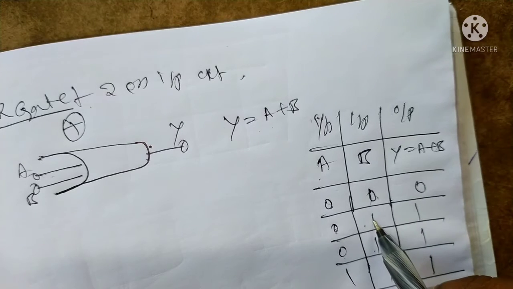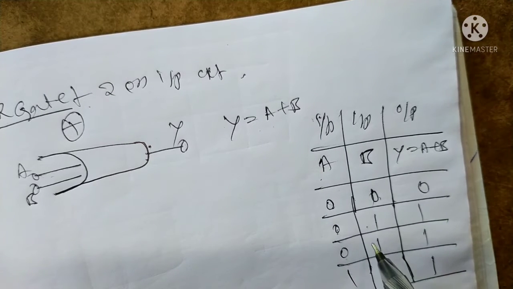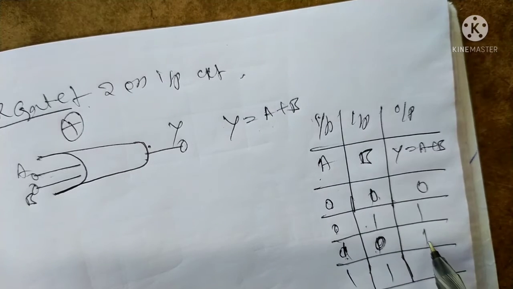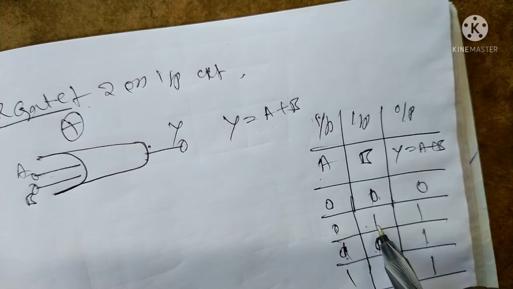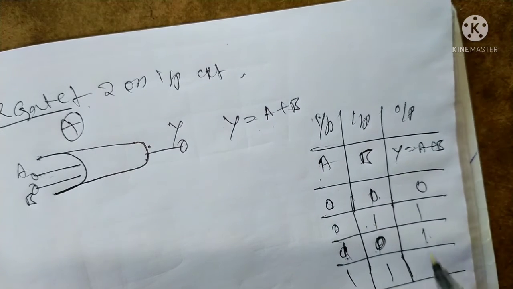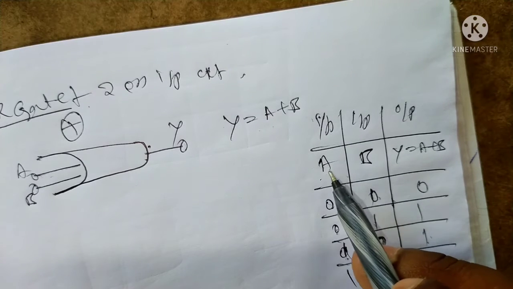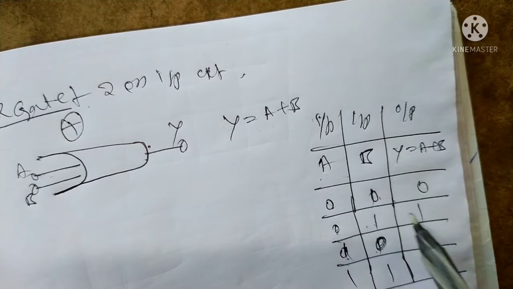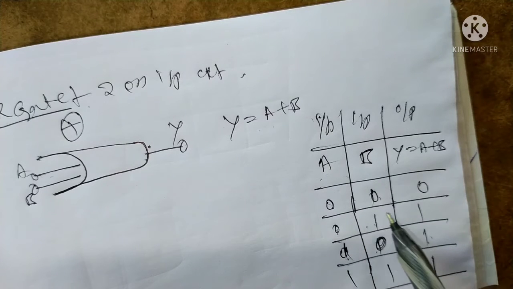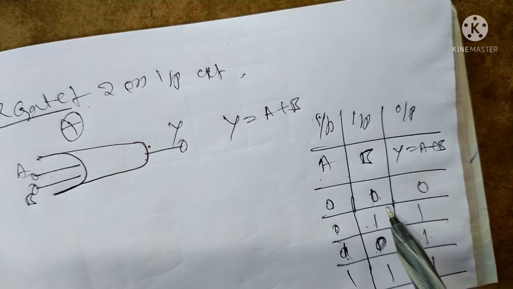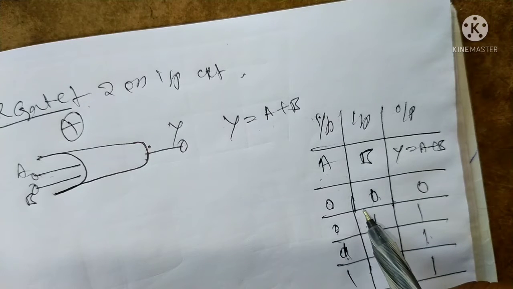Suppose A is high, we get the output high. Suppose B is high, we get the output high. Suppose both are high, we get the output high. If either terminal A or B is high, the output is high. The output is off only when both are disconnected.